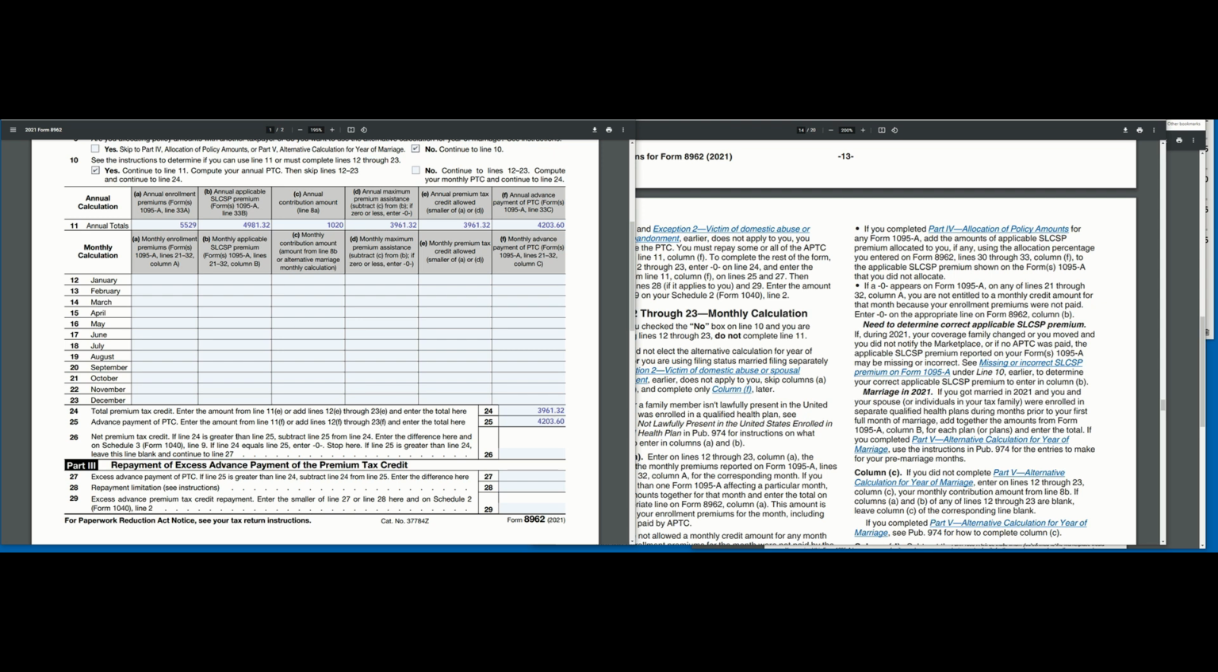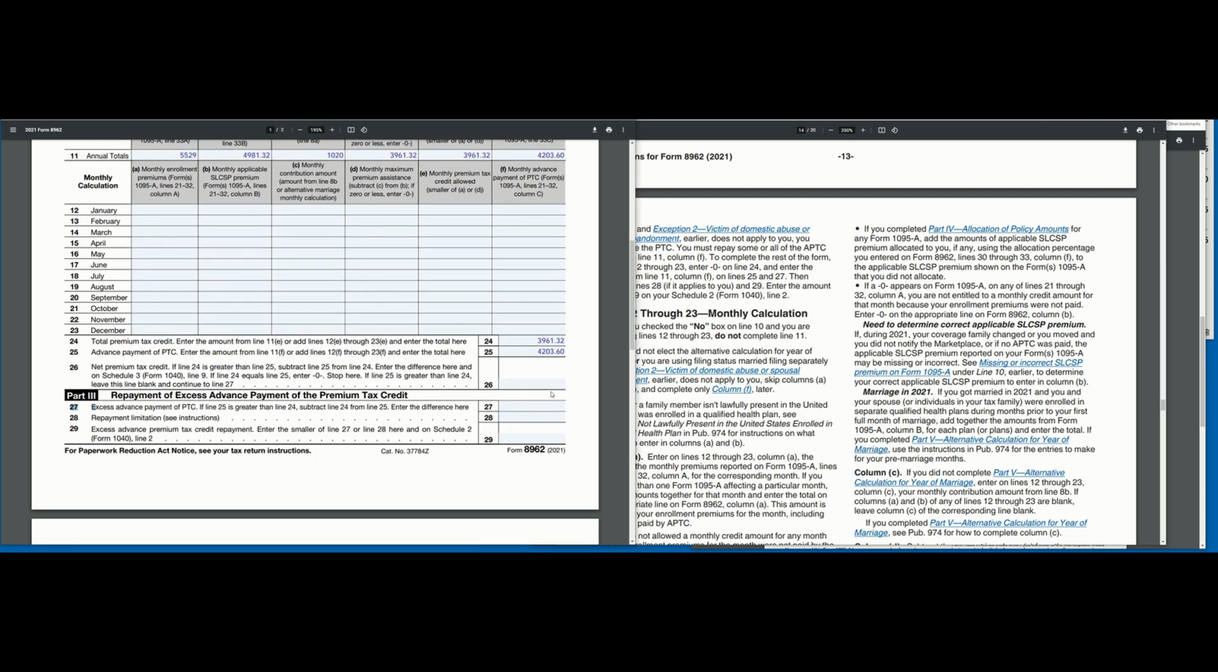So then we get to line 26, the net premium tax credit. If line 24 is greater than line 25, subtract line 25 from line 24. Enter the difference here and on Schedule 3, 1040, line 9. If line 24 equals line 25, enter 0. Stop here. If line 25 is greater than line 24, which it is, then leave this one blank and go to 27, which is going to be the sin bin. This is where you find out how much you have to pay back.